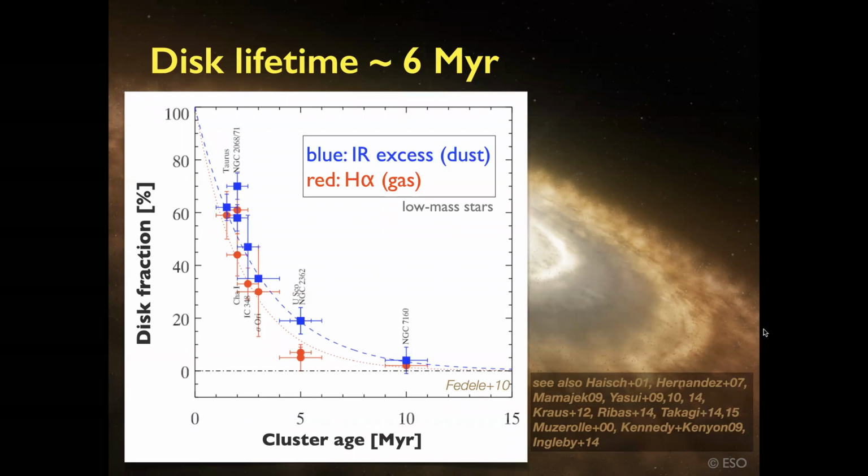First, let me briefly introduce the current understandings of disk evolution. Observationally, the disk lifetime has been constrained. It is thought to be several million years. This figure shows the evolution of the disk fraction of each cluster. Both gas and dust signatures disappear at around 6 million years.